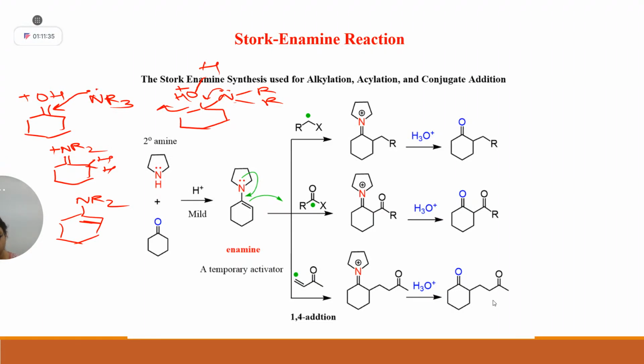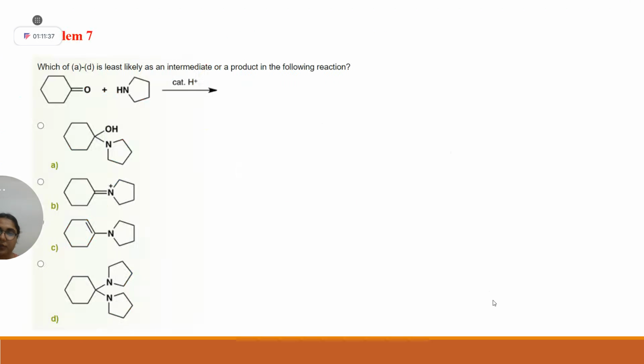Yes, ma'am. Clear. Very good. If clear, tell me. The answer to this question I have already given to you. Which of the following A to D is least likely as an intermediate or a product in the following reaction?